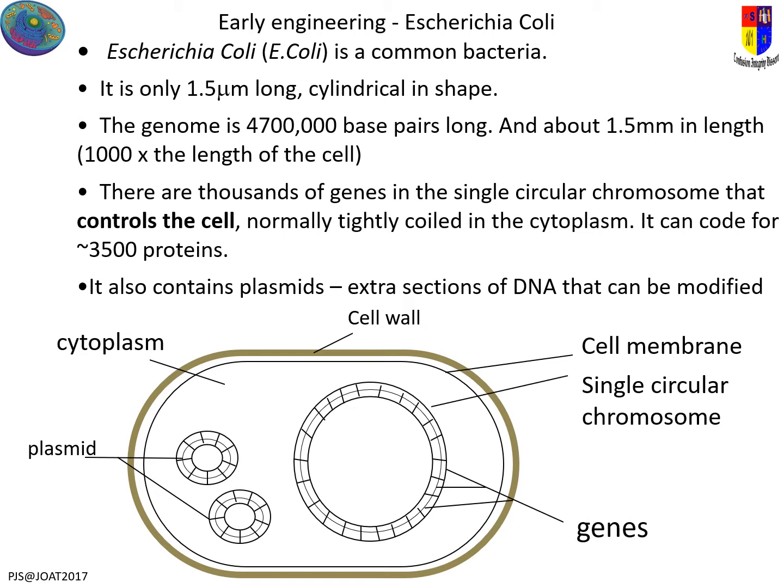I tend to think of it as that single circular chromosome is like the operating system in your phone. You don't mess with that, because if you mess with that the phone stops working. But the plasmids are apps. So you can add apps, you can edit apps, you can put new functionality in by changing the apps. And that's what plasmids do, they are extra bits.